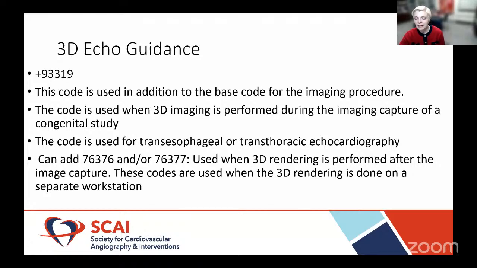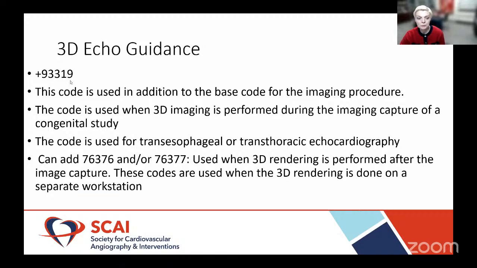Now for 3D echo guidance, there's only one code. For the actual 3D echo, this is the base. This is in addition to the base code for the imaging. So if you're doing a TEE, this would be an add-on to that. This is for the 3D imaging. You can use it for transesophageal or transthoracic. And then you add the prior codes, the 76 and the 77 for the 3D rendering. And that once again depends on your workstation capabilities. If it's a separate system, a separate workstation, you use the 77.